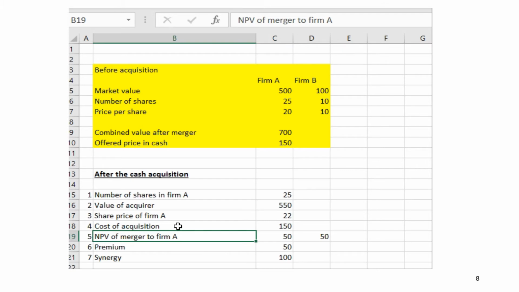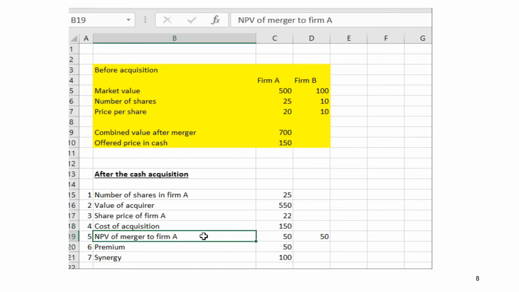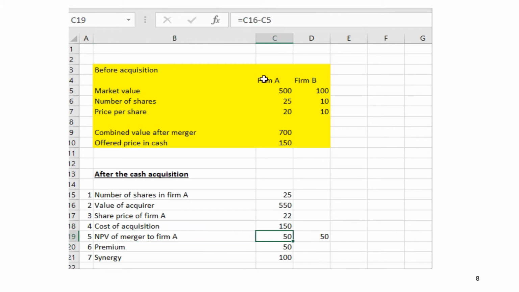Question 4. Calculate the cost of acquisition. The cost of acquisition is equal to the cash offer price. Question 5. Calculate the NPV of merger to Firm A. The NPV of merger to Firm A can be calculated in 2 ways.